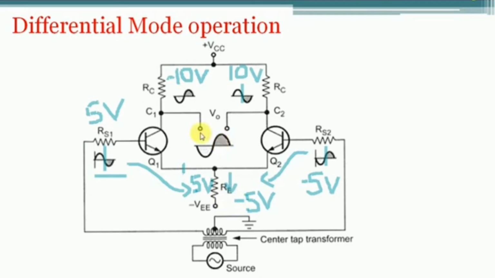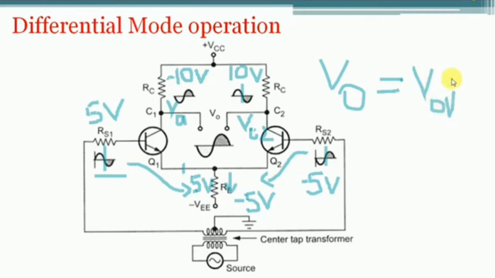Now see how the output signal will be there. Here V0 is the signal that is taken across the collector terminals of transistor Q1 and the collector terminal of transistor Q2. Let us assume that the voltage at the collector terminal of Q1 is V01 and at the collector terminal of transistor Q2 the voltage is V02. Now how will we write V0? As the difference of V01 and V02.